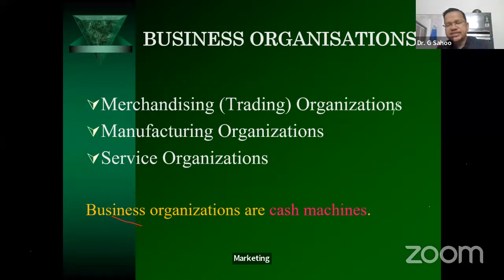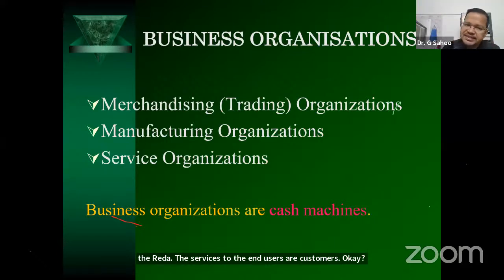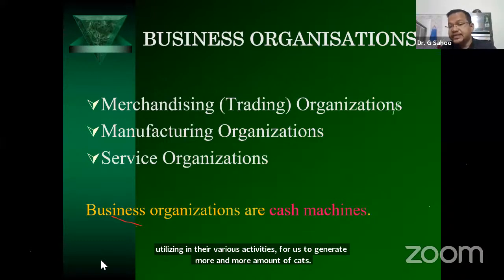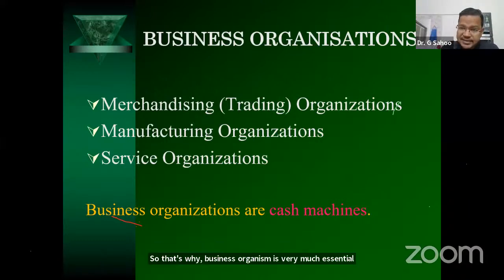So the second category of organization is the manufacturing organization. They procure the raw material and, with the help of their process, produce the output, that is, the finished goods. The third category of organization is service organizations. They render services to the end users or customers. Why am I saying so? Because business organizations are cash generating machines. They generate cash by taking funds or money and utilizing them in various activities so as to generate more and more cash. That's why business organization is very much essential for the development of any nation.